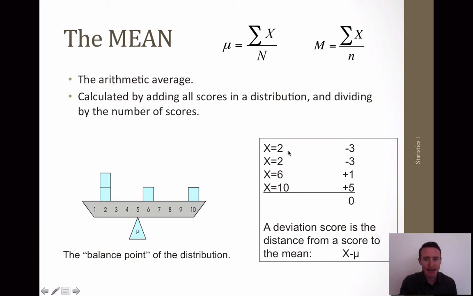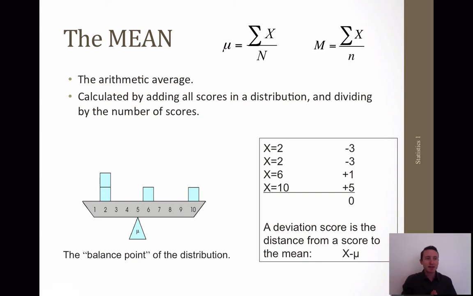So 2 minus 5 is -3. 2 minus 5 is -3. 6 minus 5 is 1, and 10 minus 5 is 5. So if you add up all your deviation scores, you're always going to get 0. And that's where this balance point idea comes into play. It's the idea that there's just as much deviation below the mean as there is above the mean. So there's just as much negative as there is positive. And that's where you get this idea of the mean being the balance point.